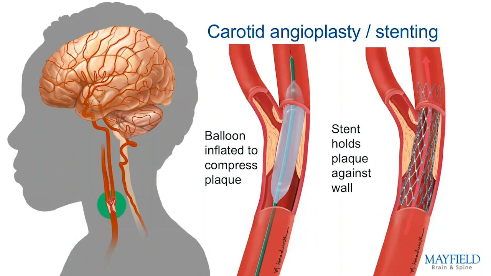So here's some ways that we can treat that. It can be treated by an endovascular procedure called carotid angioplasty and stenting. So first they insert a balloon into the artery and they inflate it, and that compresses the plaque up against the wall of the artery. And then they can place a stent in to permanently hold the artery open.